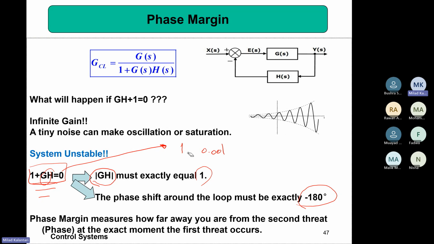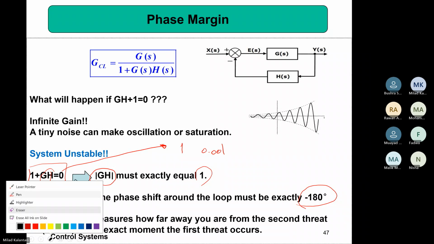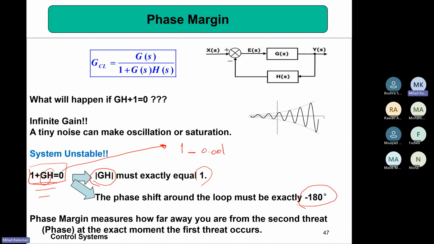Yeah, it's like this, right? The magnitude of GH is small, the phase is 180 degrees, but this equation cannot be zero. It's not at the oscillation region. So we are comparing this value of the amplitude to what? To 1, to find the gain margin. We say how much margin we have, from the gain perspective, to reach the oscillation region.